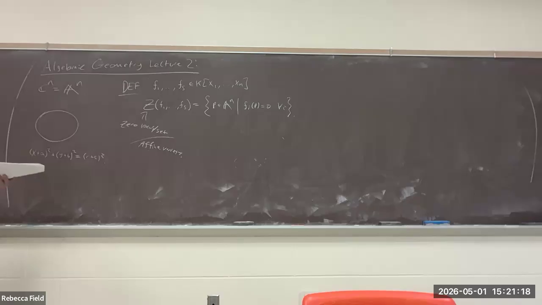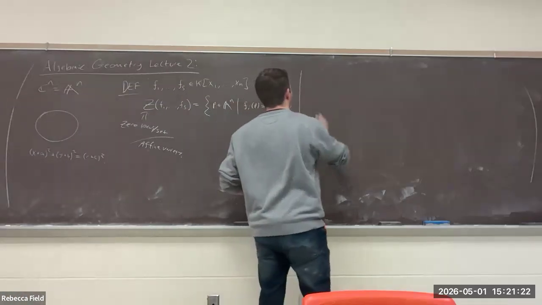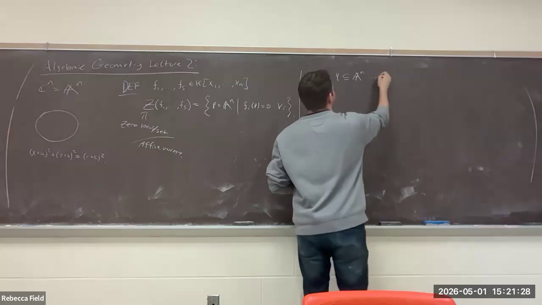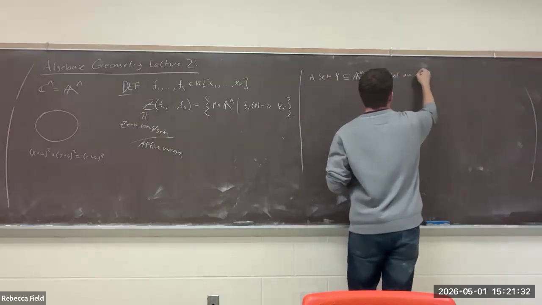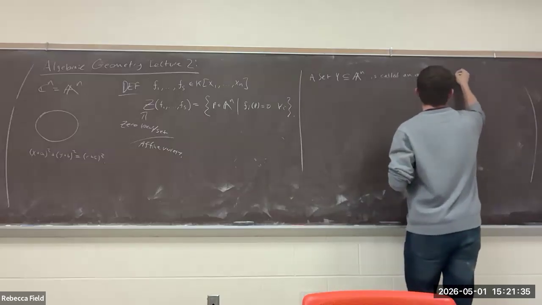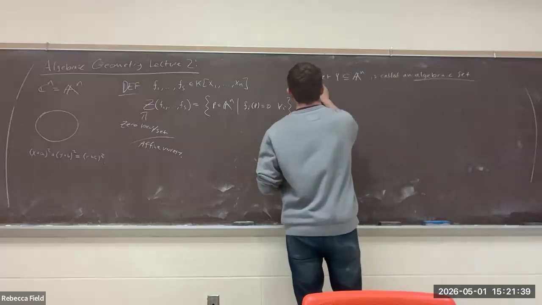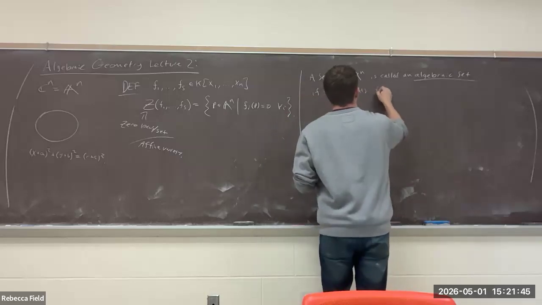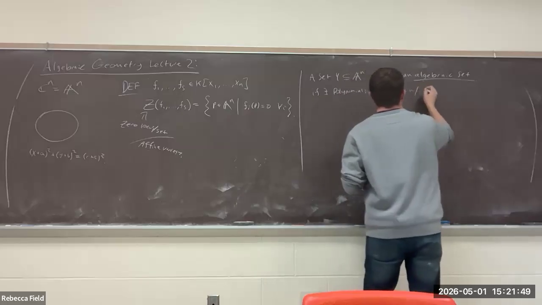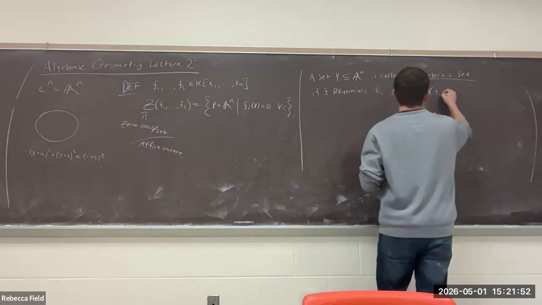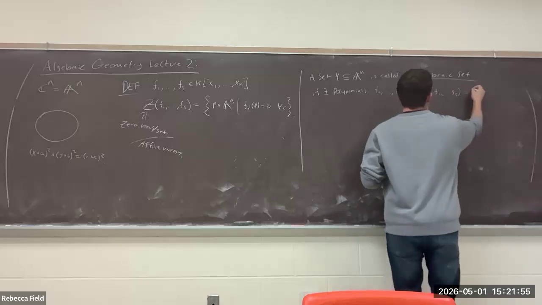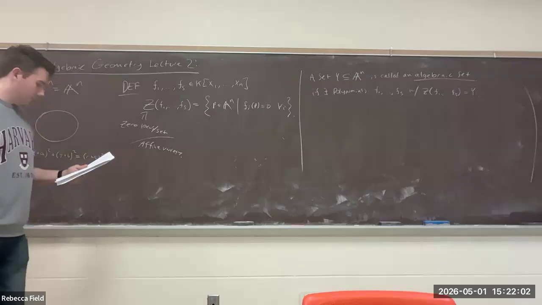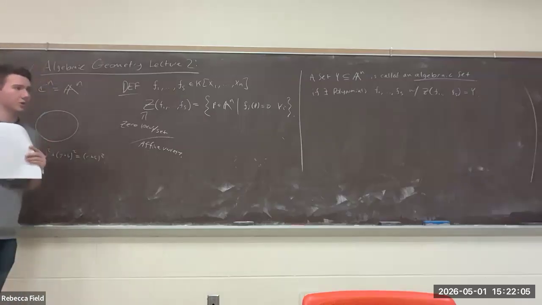And then a set Y contained in A^n is called an algebraic set if there exist polynomials f1 through fs with the zero set of f1 through fs equal to Y. It's at this point that we want to introduce this notion called the Zariski topology.